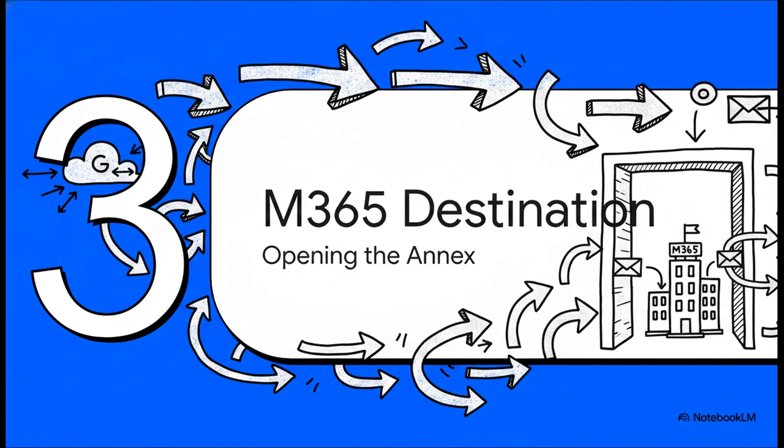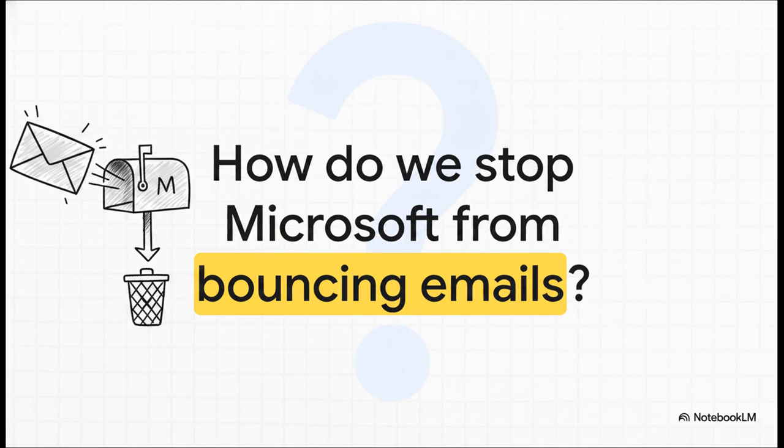Which brings us to Section 3, the Microsoft 365 destination. Time to open up the annex. So we've successfully pushed the mail out of Google. Awesome. But now we have to make sure Microsoft is actually willing to accept it when it shows up. And that leads to a massive potential roadblock. How do we stop Microsoft from bouncing forwarded emails if it doesn't recognize a user locally? Because if mail arrives for someone who isn't natively hosted in Microsoft 365, Exchange's default reflex is to just reject it.